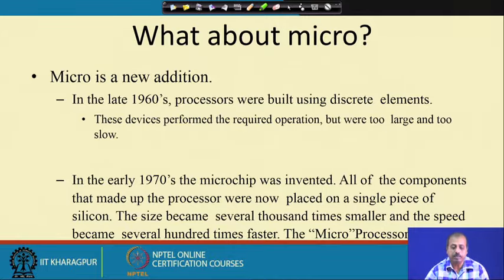In the 1970s the microchip was invented, and all the components that made up a processor were now placed into a single piece of silicon, and the size became several thousand times smaller and the speed became several hundred times faster. Okay, so that is how the microprocessor was born. If we take these off-chip things into on-chip, as I already said, the speed will increase and naturally the space requirement will also go down because there is no off-chip connection.